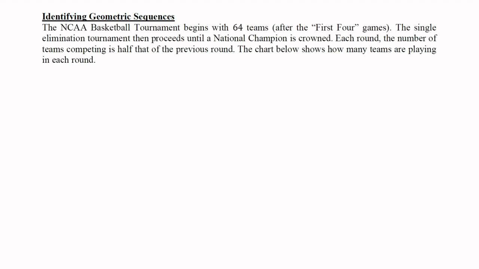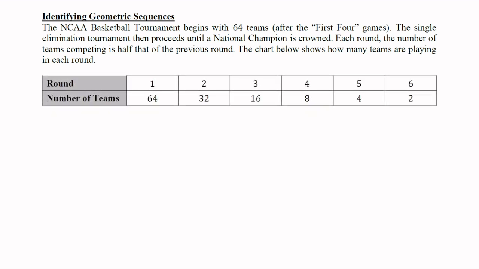The NCAA basketball tournament begins with 64 teams after the first 4 games. The single elimination tournament then proceeds until a national champion is crowned. Each round, the number of teams competing is half of that of the previous round. This chart below shows how many teams are playing in each round.